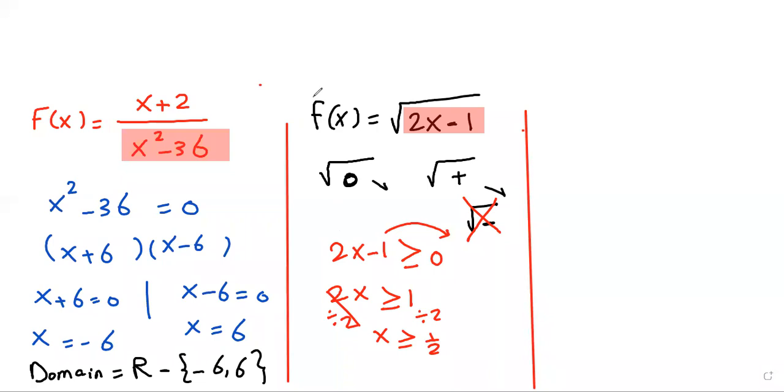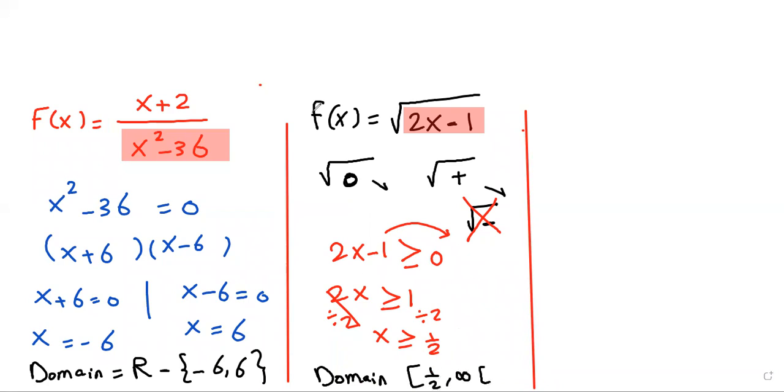What is the domain in this case? The domain means all values we can find. Actually, we can find all values which are greater than or equal to half. So the domain in this case will be [half, positive infinity).